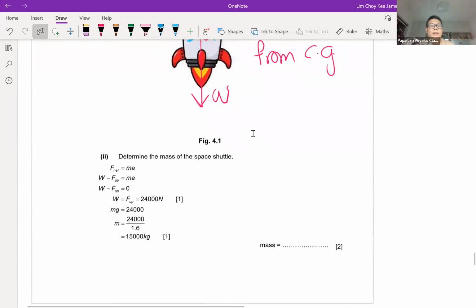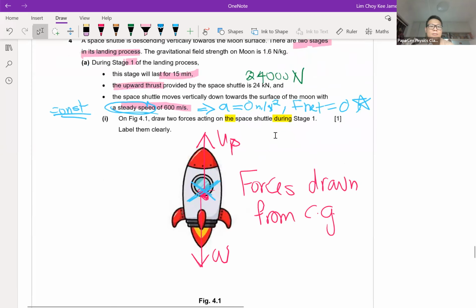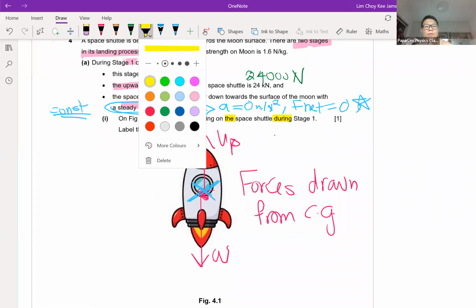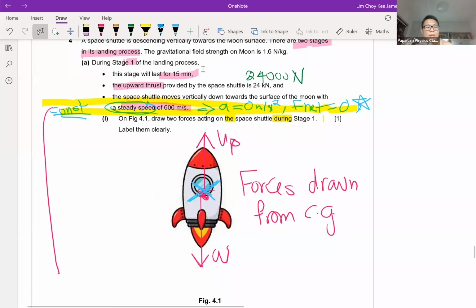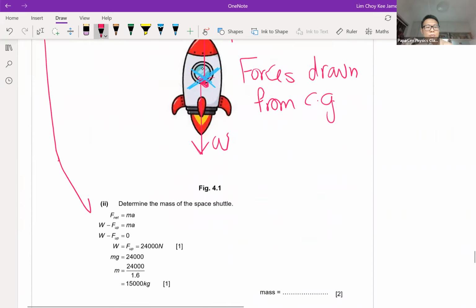Mass of the space shuttle, straight away. This is the booby trap. Now, this is what I mean by you have to be aware of the clue. The moment I say steady speed here, I'm actually telling you acceleration is 0, F net is 0 already. So this piece of information is actually rolled over to part 2.